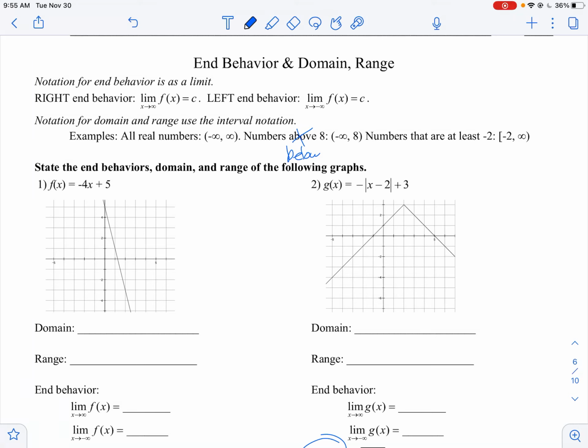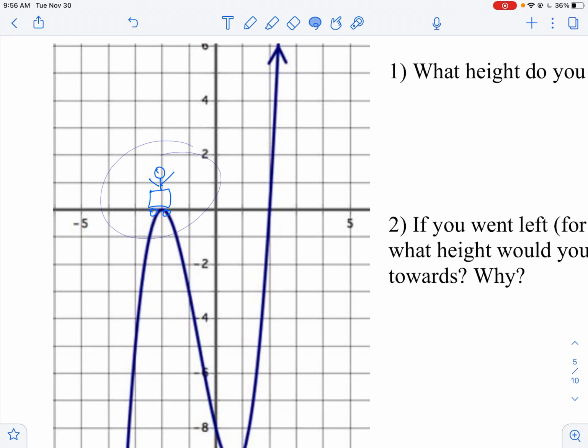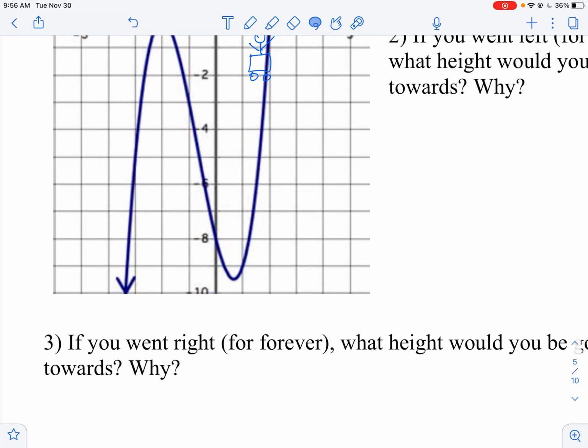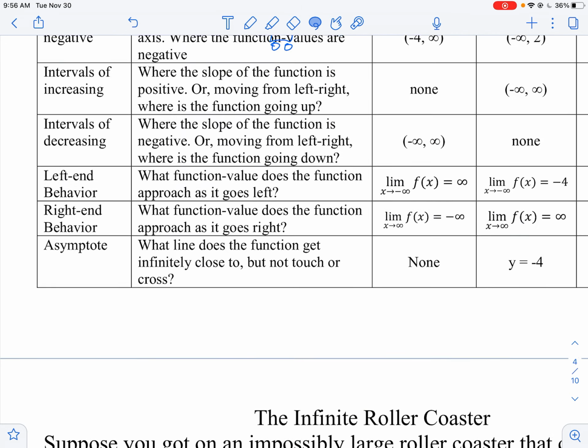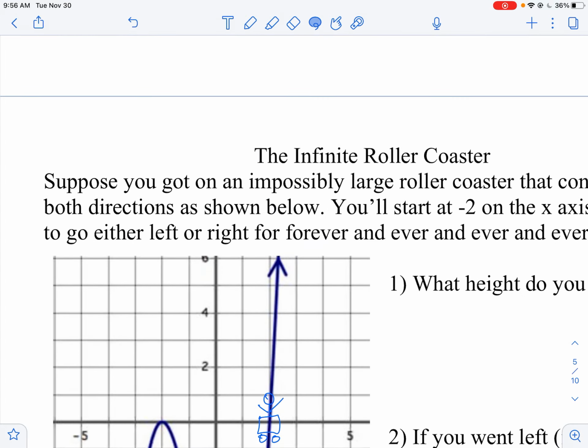Well, let's start with end behavior. So let's say you have a chance to go on this awesome roller coaster. It's an infinite roller coaster. It's going left forever and right forever. And you're going to start here. You get a nice little car, and you're like, woohoo, this is going to be awesome. Well, let's say you get to choose. Do you want to go left or right forever? Let's say you want to go right forever. Whee! You go down, you come back up, and then the cart just goes up and up and up and just keeps going up.